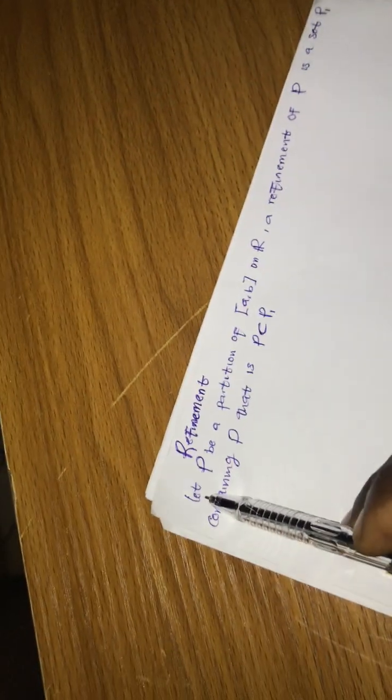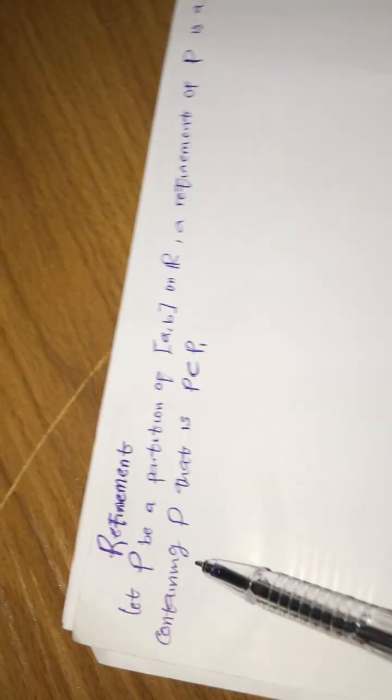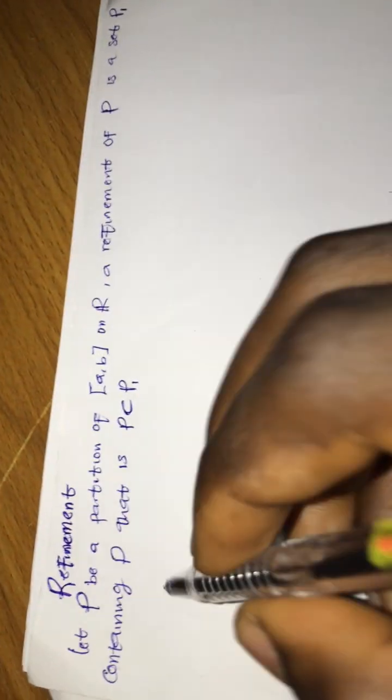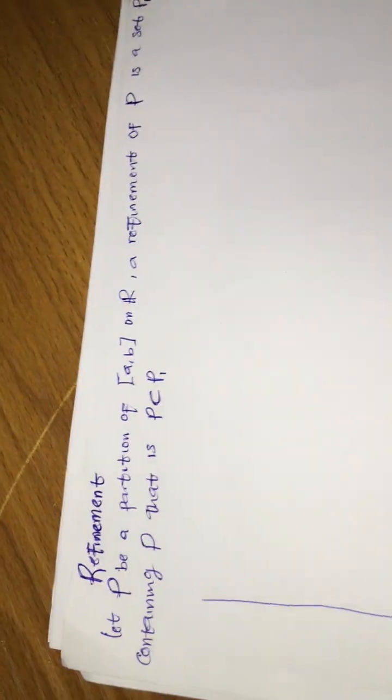Today we'll be talking about refinement, and you can see from this definition: let P be a partition on [a, b] of R. A refinement of P is a set P1 containing P, that is, P is a subset of P1. Now let me explain this graphically. They have this kind of graph.